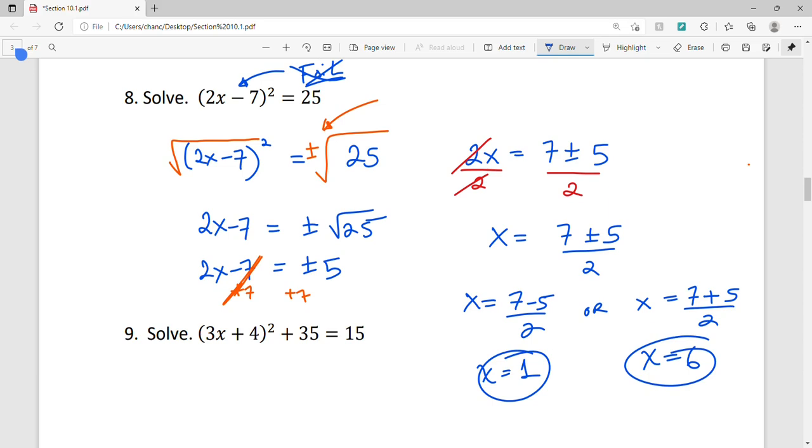So the best advice is not to FOIL out the 2x minus 7. It's better just to start by taking the square root of both sides. It just makes it simpler in the end.